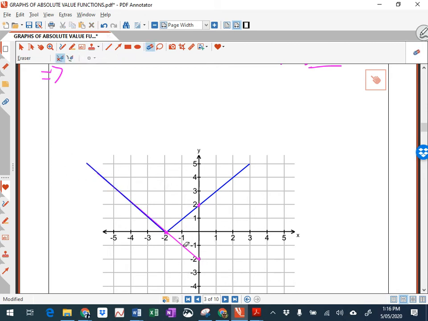All right, and you're going to just rub any lines that you drew there. Okay, so there's your absolute value function. All right. So don't forget also to put arrows on the graph itself. So there and there, y equals the absolute value of x plus 2.